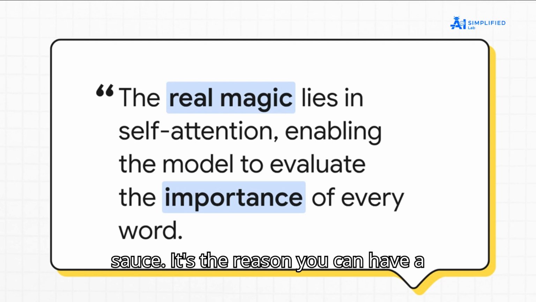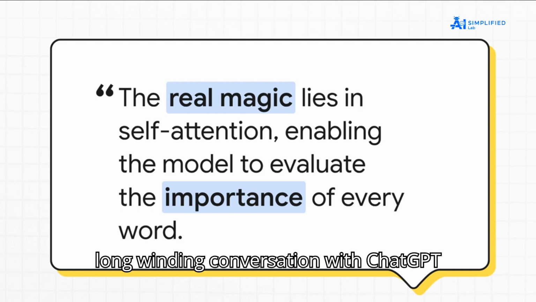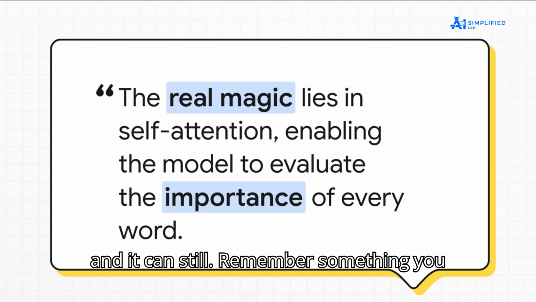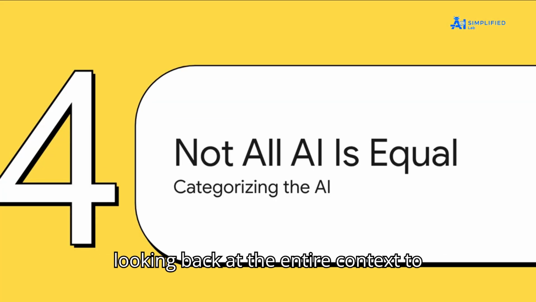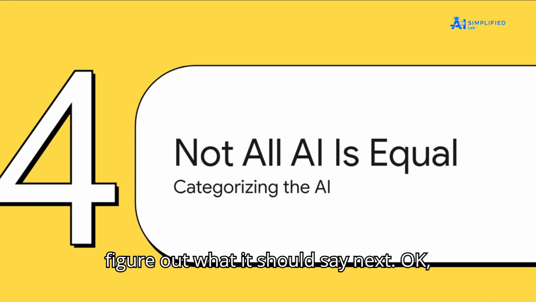It's the reason you can have a long, winding conversation with ChatGPT, and it can still remember something you mentioned 5 prompts ago. It's constantly looking back at the entire context to figure out what it should say next.